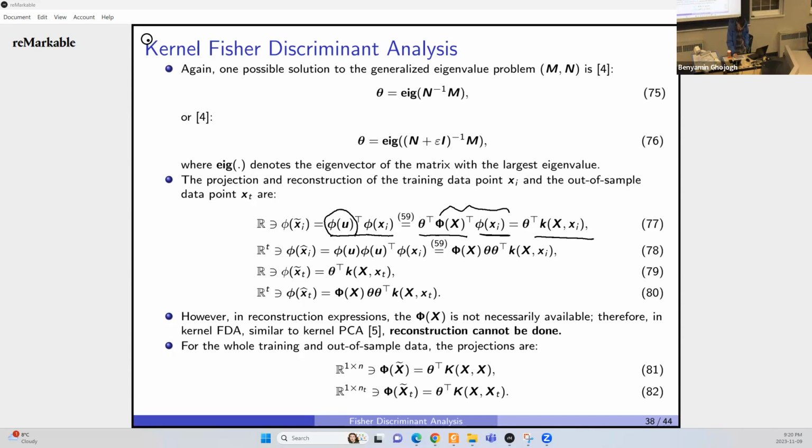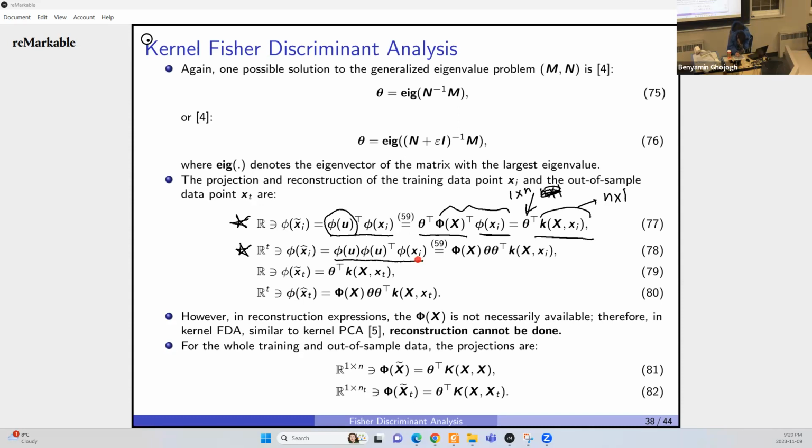Interesting. So we found theta, which is n by 1. This is 1 by n because of the transpose. This kernel is n by 1. Also for the test phase, likewise for the test data. So this is, sorry, this is for transformation. Reconstruction is phi U transpose phi Xi.